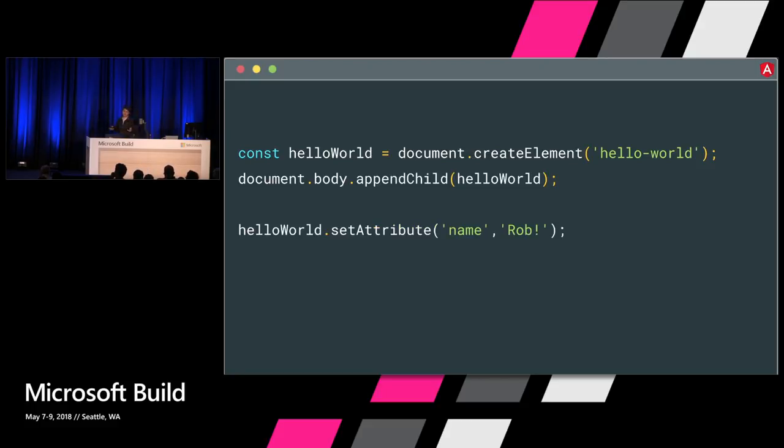I can do the same thing with attributes, right? So again, totally standard DOM API. This is the programmatic equivalent of saying, in the HTML, name is equal to whatever.